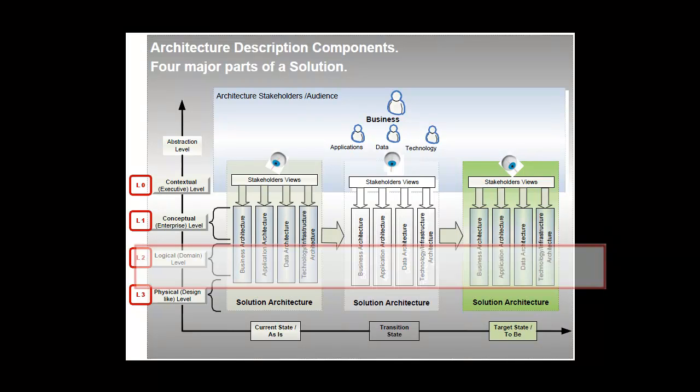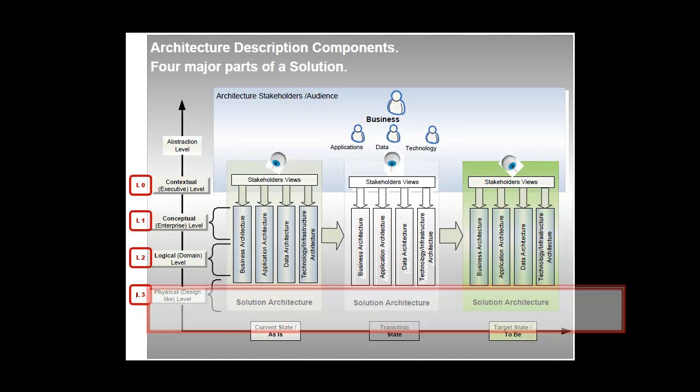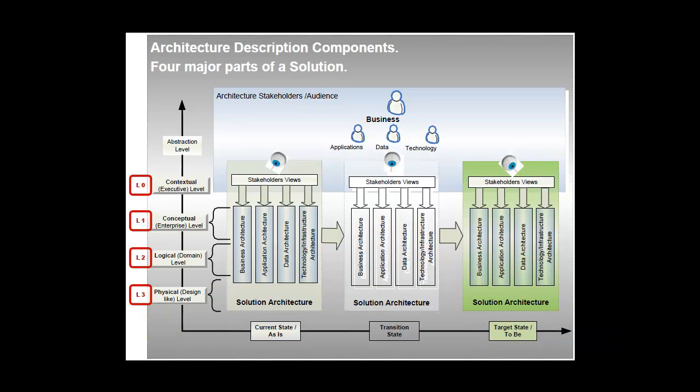Logical/domain level of details, L2, are the zoomed-in views of all architectural components within business domain. Physical/design level, L3, is the low level, precedes the design stage, and creates a bridge between architects and implementers.